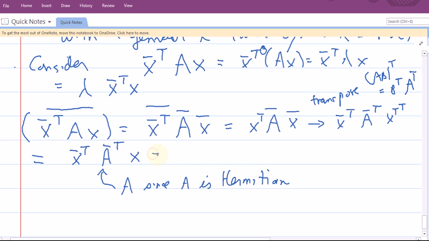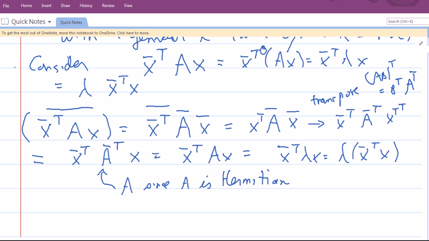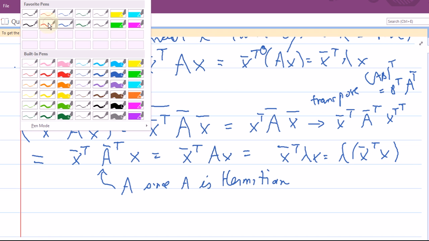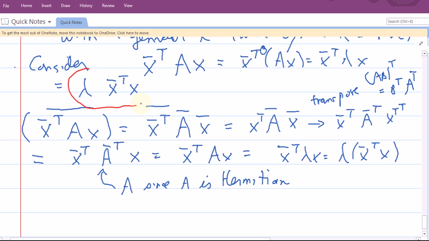Okay, so this is equal to x conjugate transpose times Ax, which is just equal to x conjugate transpose times lambda x, which is equal to lambda times x conjugate transpose x. All right? Now notice, I've got the same thing here and there. Those two things are equal. This here and this here ended up to be the same thing.